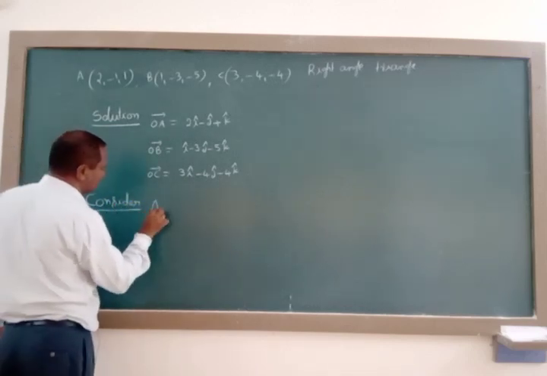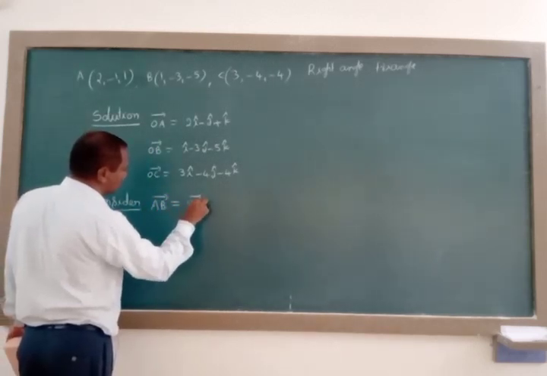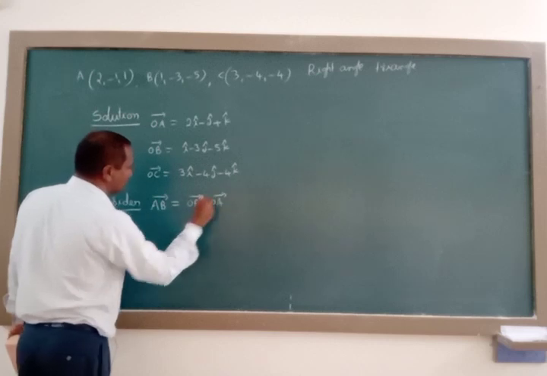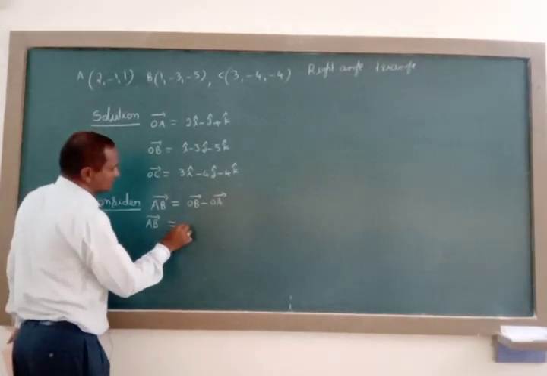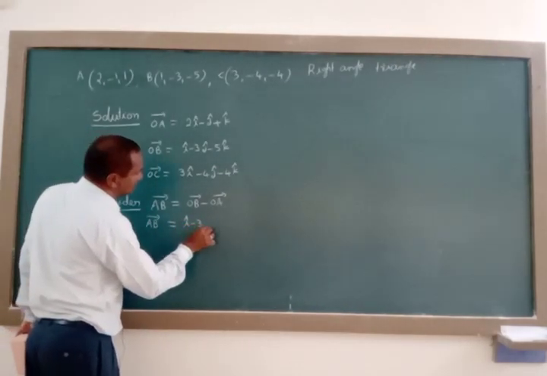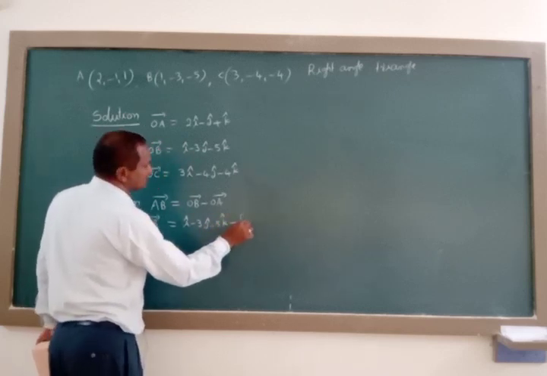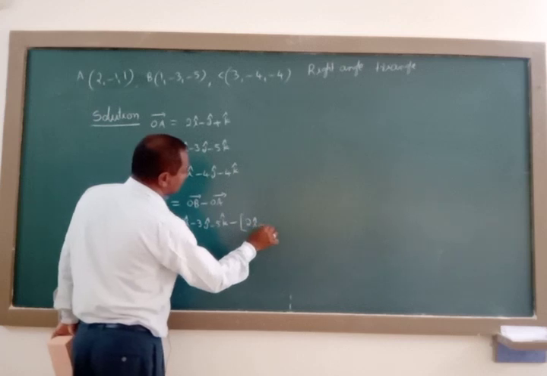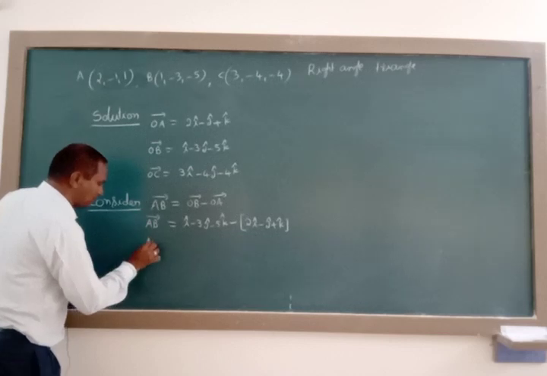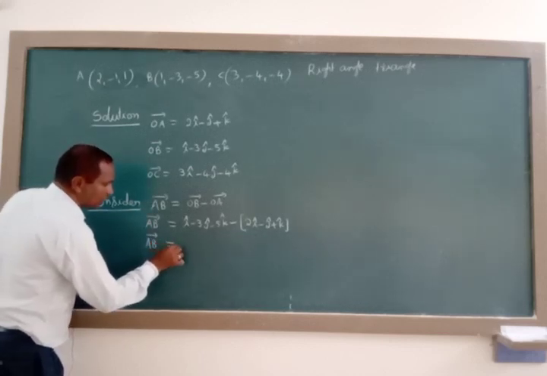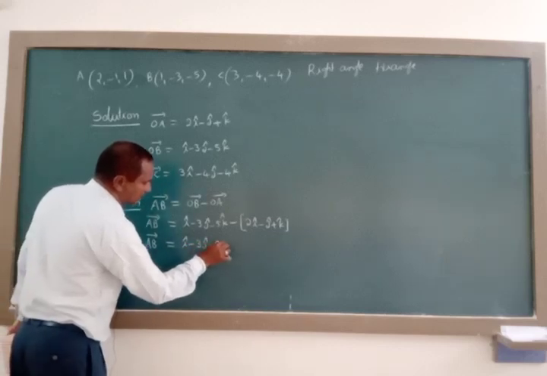Consider the vector AB bar is equal to OB bar minus OA bar. AB bar is equal to OB bar, which is i cap minus 3j cap minus 5k cap, minus OA bar, which is 2i cap minus j cap plus k cap.